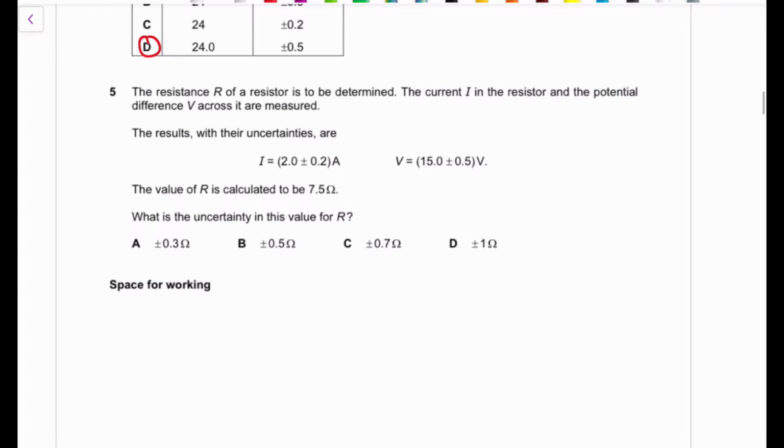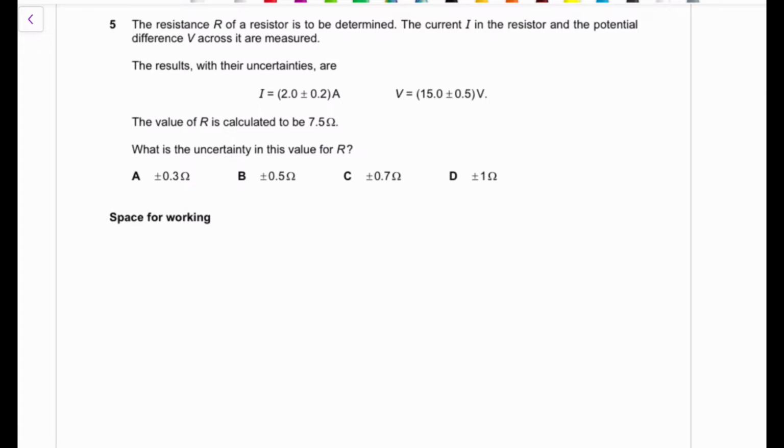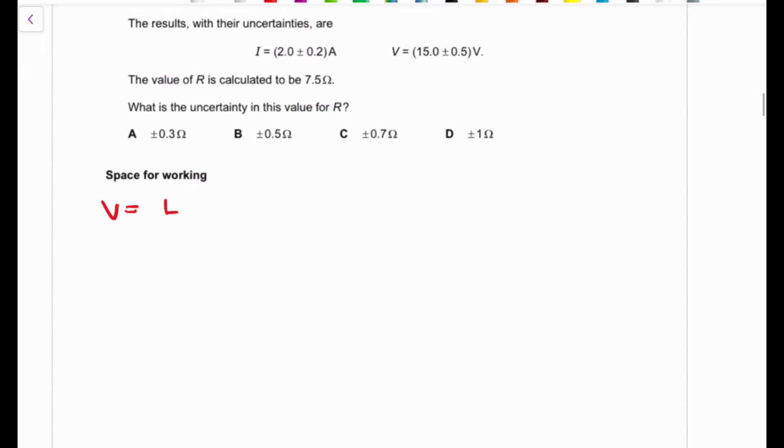Over to question number 5, we're given the resistance R of a resistor that is going to be determined. Now the current I that is flowing through the resistor and the potential difference V across it are measured. The results with the uncertainty are shown. We're given I, we're given V, and the value of R is calculated to be 7.5 ohms. And we've been asked what is the uncertainty in this value of R. What do we do, guys? First, you write the equation. We know that V is equivalent to IR. So we want to find the value of R, which will be equivalent to V divided by I.